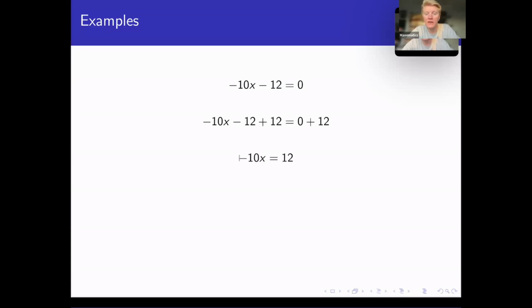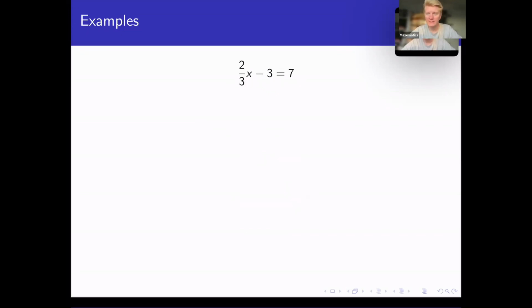And same thing, we have negative 10 times x. How do we undo negative 10 times x? We divide both sides by negative 10. Okay, negative 10 divided by negative 10 is just positive 1. That's the whole point, right? We just want to get x. It doesn't make sense to divide by 5. We would be left with negative 2x. 12 divided by negative 10, simplifying fractions. We've done that before. Okay, let's keep going.